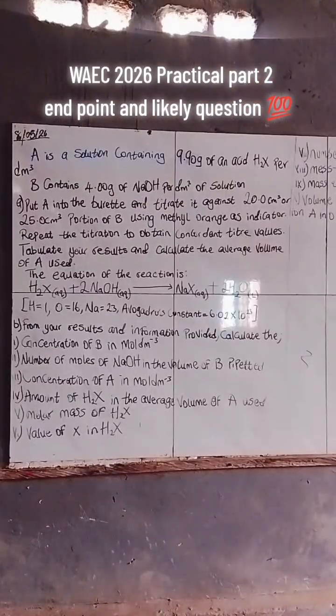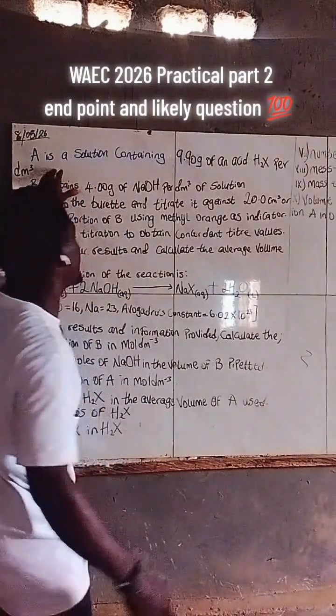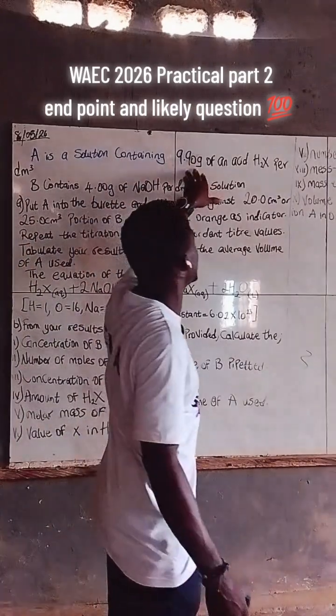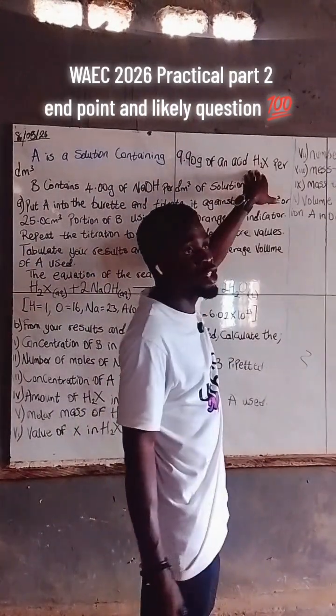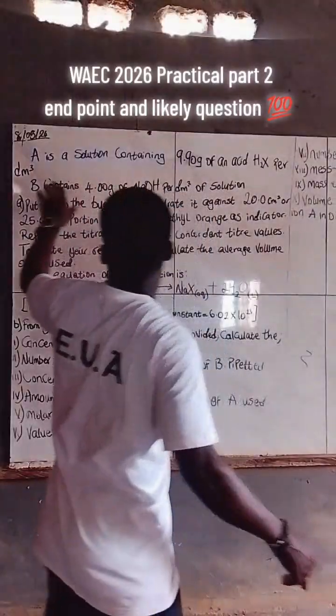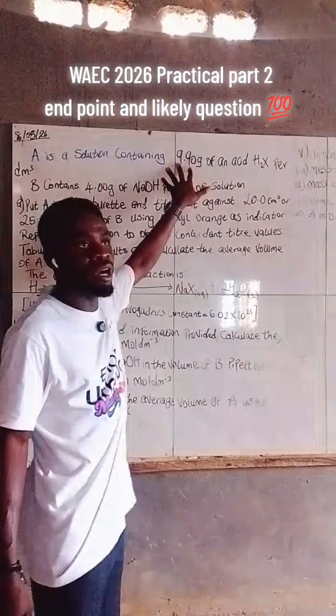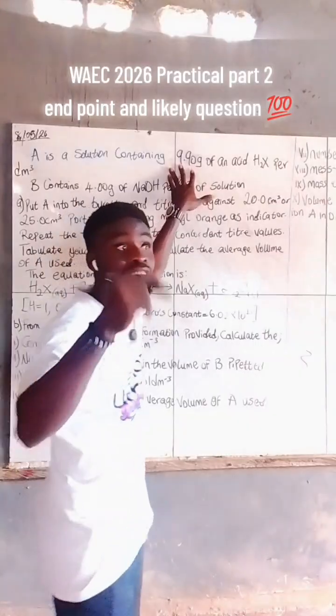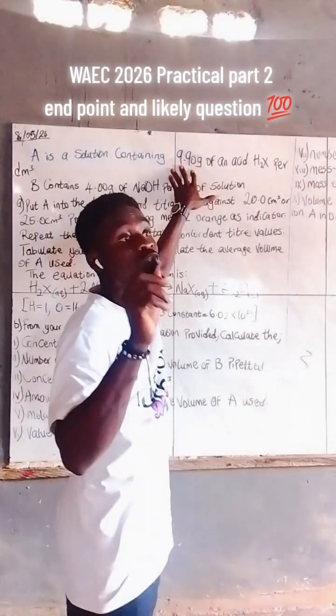So we are then given a question. The question states that solution A contains 9.90 gram of an acid H2X per dm cube. That means we have already been given the mass concentration, per dm cube, of the acid.